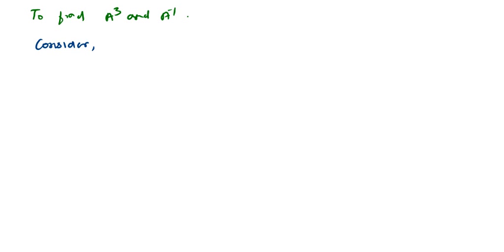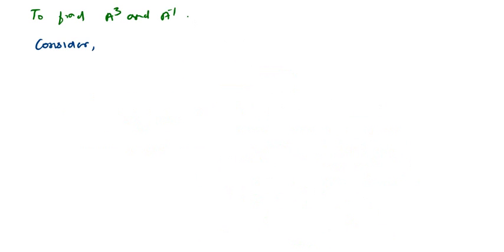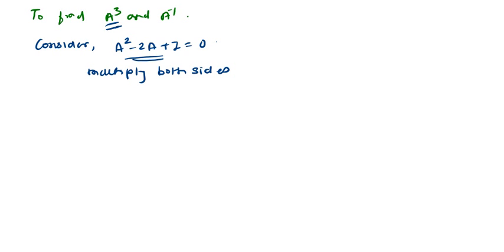What we have proved? We proved that A square minus twice A plus I is equal to 0. Okay, A square minus twice A plus I is equal to 0. Okay, so from this, if I will multiply both sides, okay, we have to find the value for A cube using Cayley-Hamilton theorem. So you cannot find it directly, you need to use this theorem, this statement. Okay, so multiplying both sides by A, so what will happen?